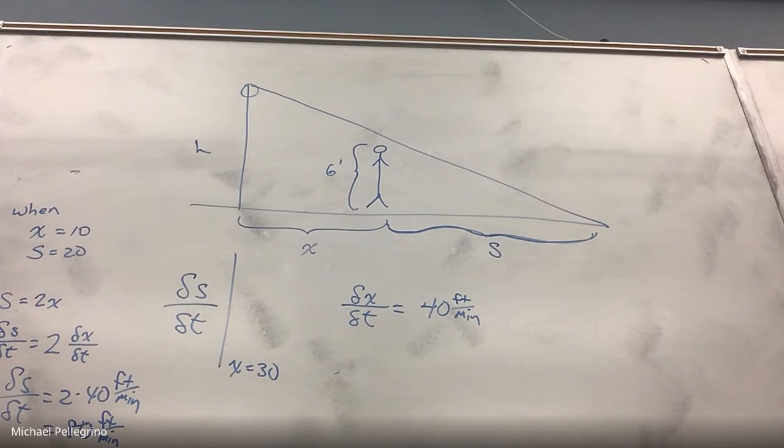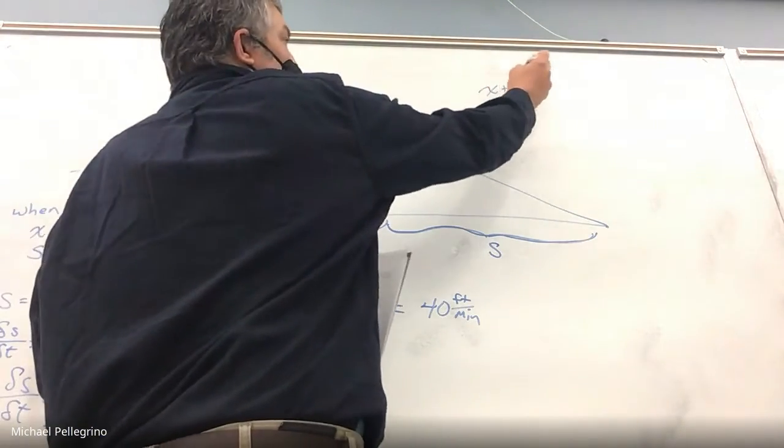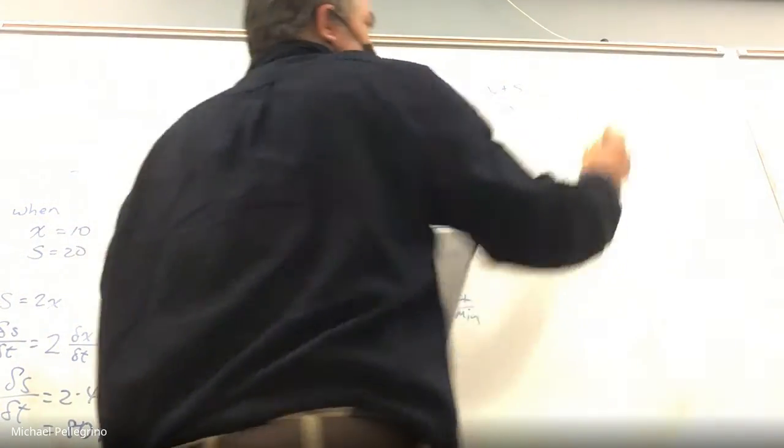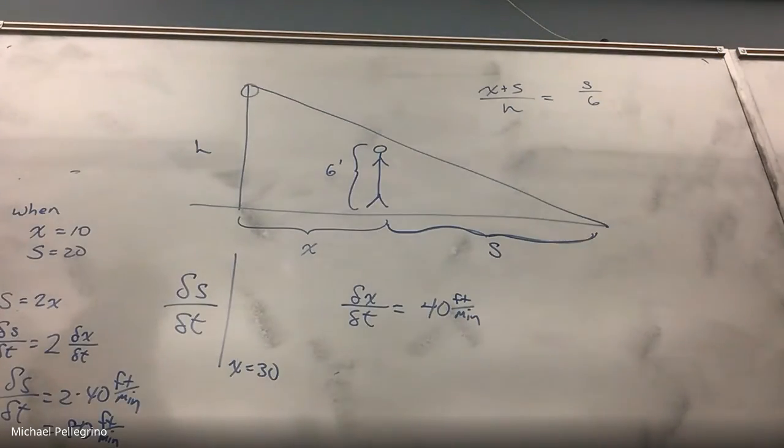So I'm wondering what happened. It should be like X plus S is to H as S is to 6. Does that make sense? Is that how they did it? Yeah. But you don't need to do that with these. As long as you can relate the two quantities that are changing, then you're good. And that's what we did here.